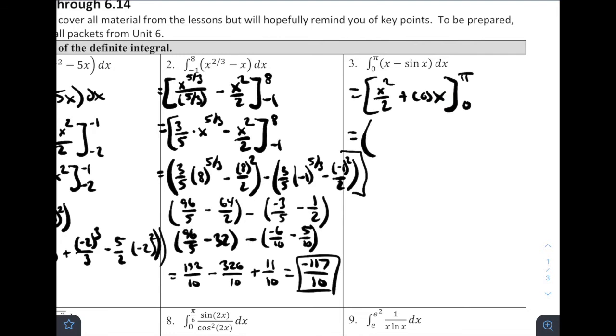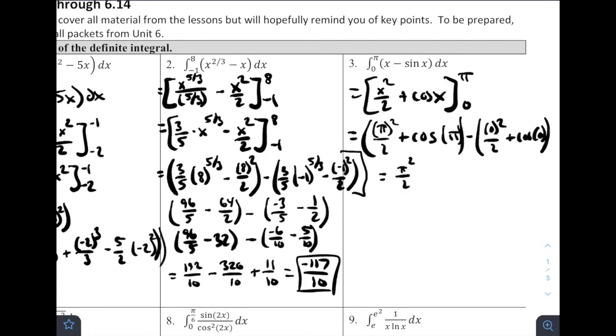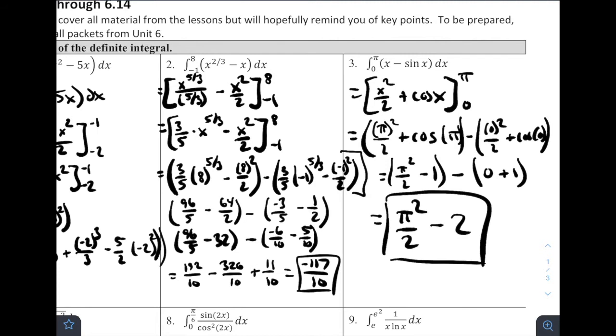So that's going to be pi squared over 2 plus cosine of pi minus 0 squared over 2 plus cosine of 0. And so that looks like that's going to be pi squared over 2. Cosine of pi is going to be negative 1. And then we've got 0 plus cosine of 0, which is positive 1. So we have pi squared over 2 minus 1 minus another 1. So then our answer here is pi squared over 2 minus 2. That's going to be problem number 3.